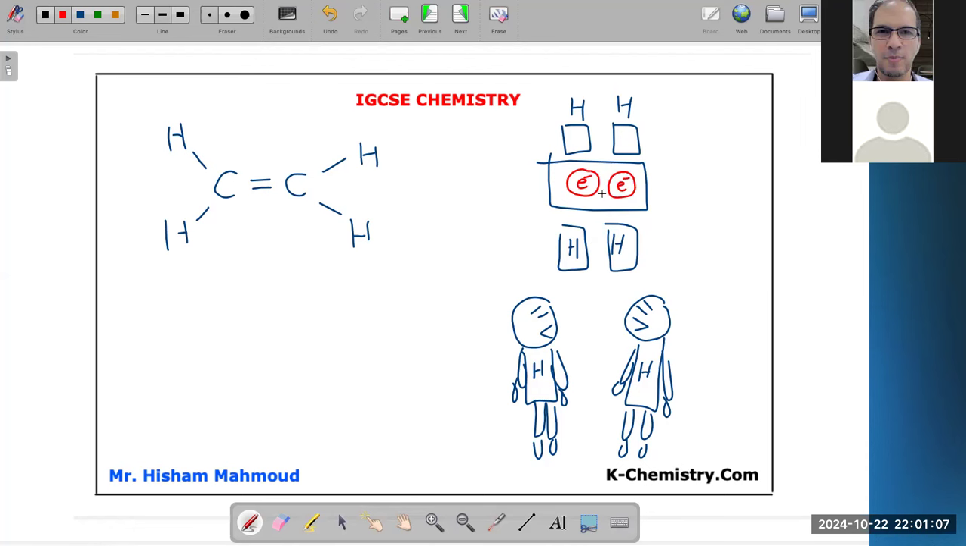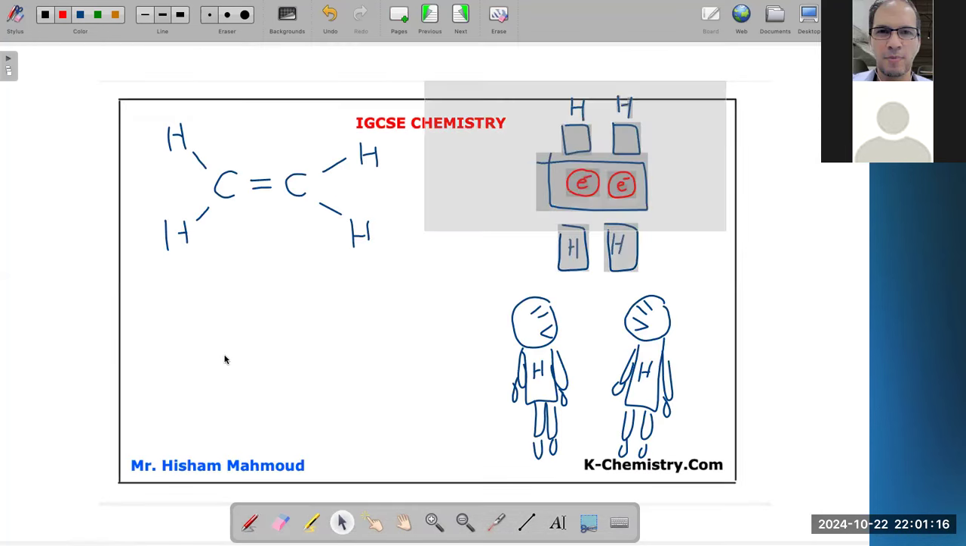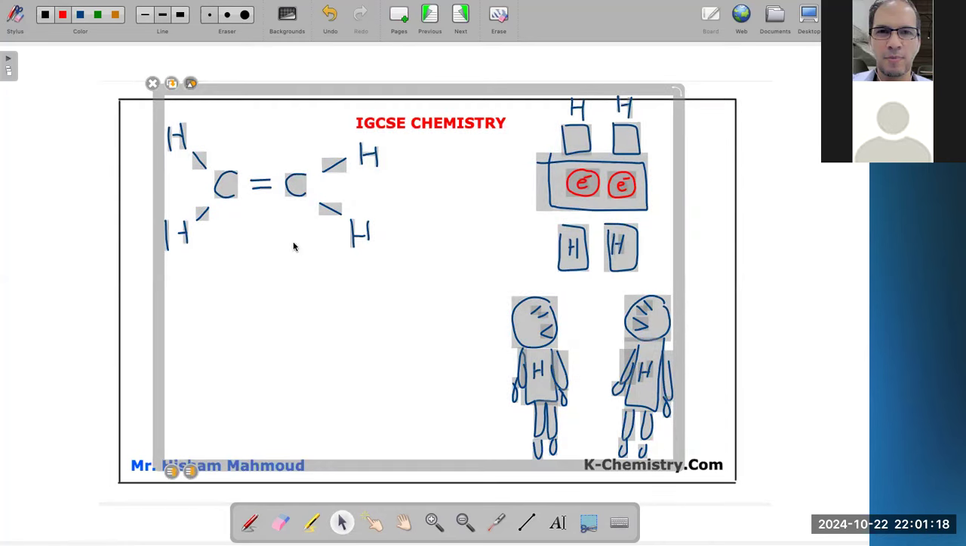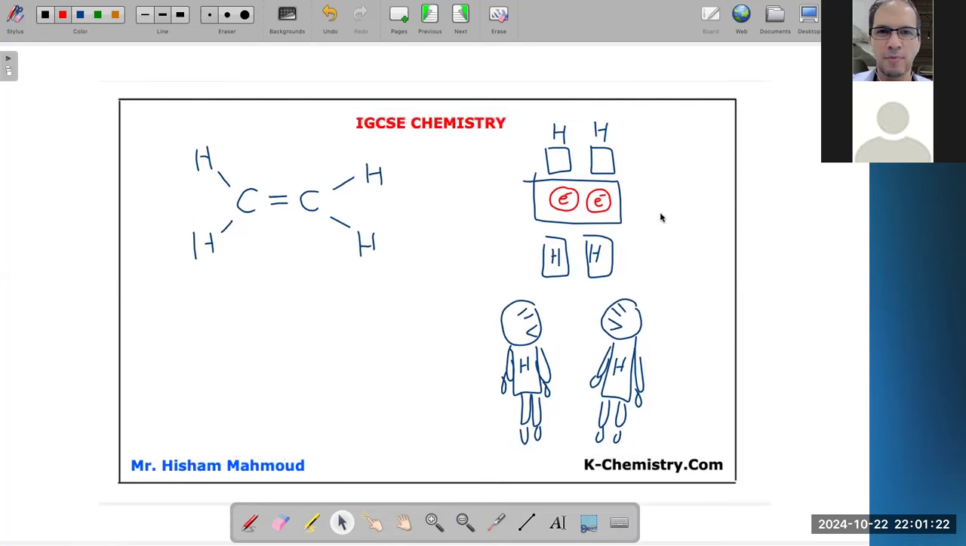What did the electrons do? The electrons make a bond. What is the kind of bond that can be made by the sharing of two electrons? It is called what? Covalent bonds. Covalent bonds, very good.